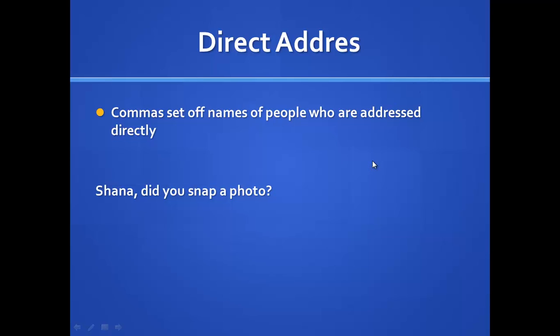Sometimes names of direct address don't fall in the beginning of the sentence. They could fall in the middle of the sentence. Look, Shayna, at that huge jellyfish. Notice, if it's in the middle of the sentence, you need two commas, one before the name and one after, to set it apart from the rest of the sentence.